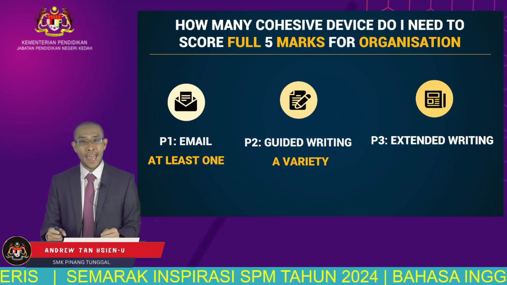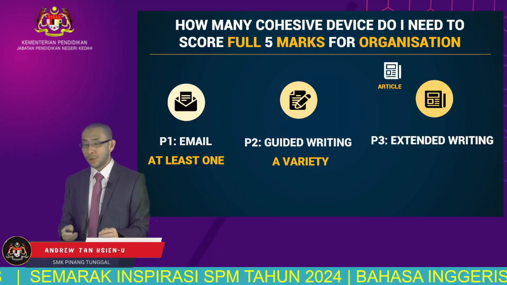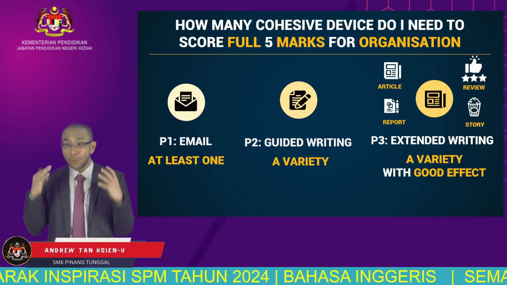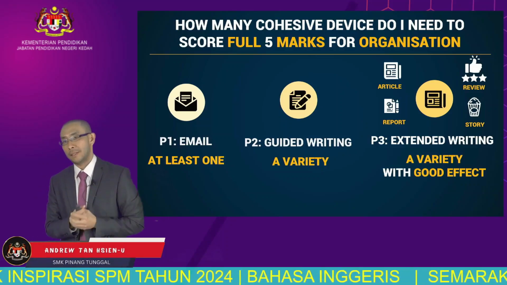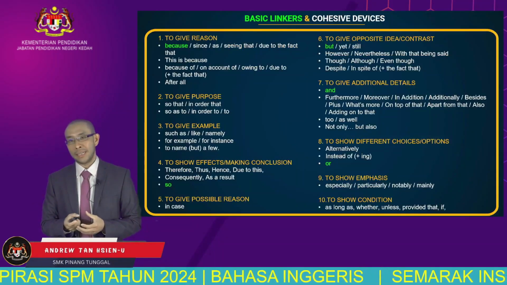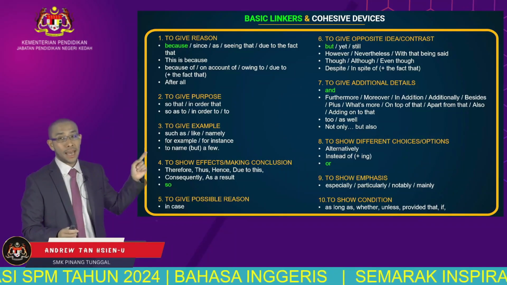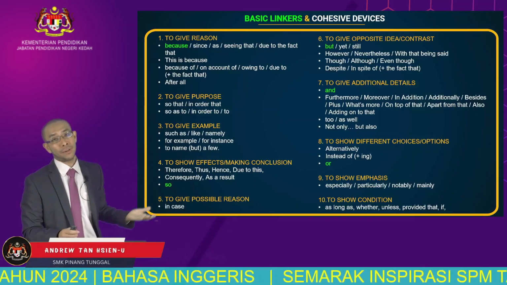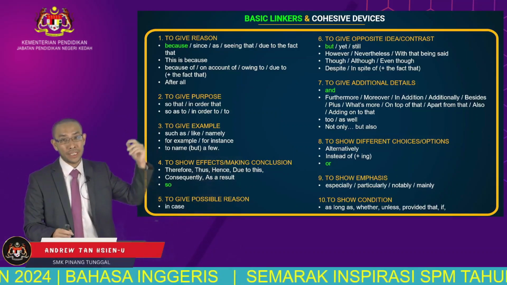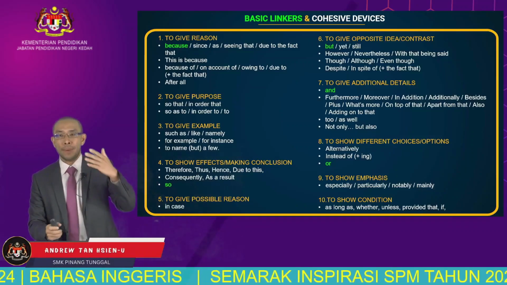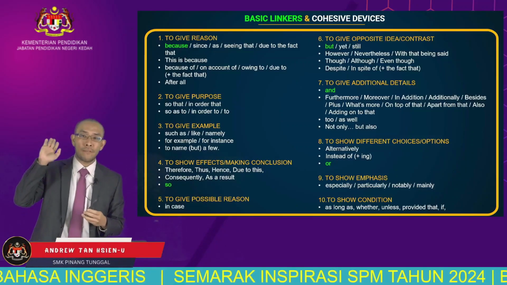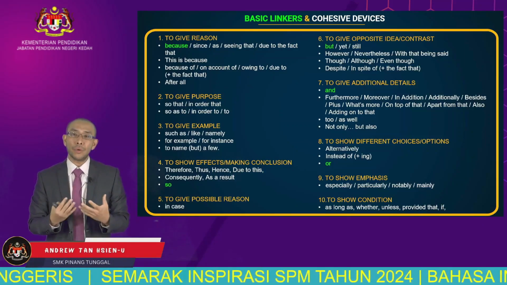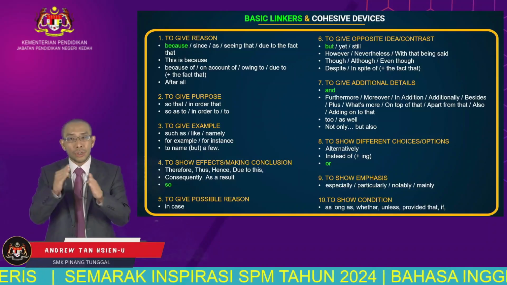All right? And for part 3, extended writing, which includes your article, your report, your review, and story, you need to have a variety and you need to use it with good effect. Now, what do we mean by a variety? A variety means that throughout your writing, you are using cohesive devices from different categories. All right? You may use one from giving reasons, you may use one from giving purpose, you may use one from additional details, and you may use one for showing condition. All right? And if you need to reuse the same cohesive devices, you're using a different variant.